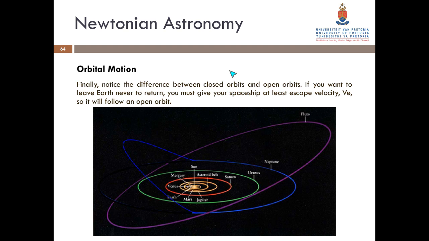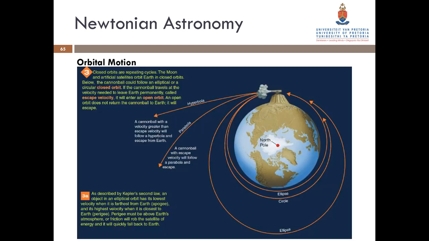So now we can talk about the difference between closed orbits and open orbits. If you want to leave Earth and never return, you must give your spaceship escape velocity, and that will be an open orbit. But if you remain around Earth, that is a closed orbit. Here, for example, is our cannon example again. If we are orbiting around Earth, that is a closed orbit, so we can put it in an elliptical or circular orbit. But if we are moving away from Earth, we call that an open orbit.